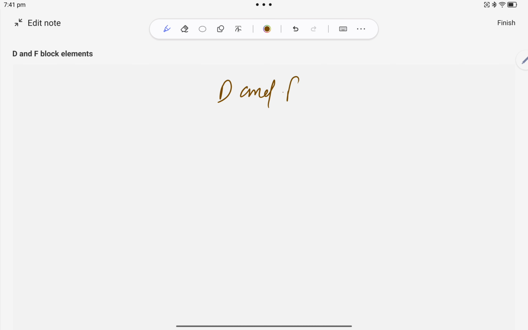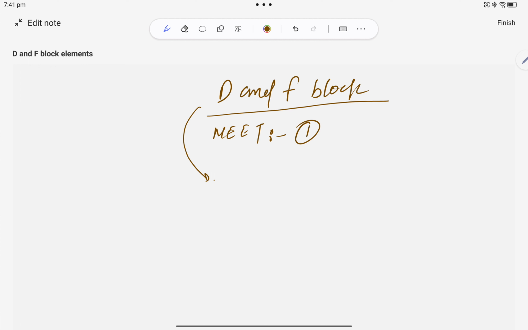D and F block element. So if we are talking about NEET pattern, one question from this chapter we are getting, and this chapter plus coordination compound.